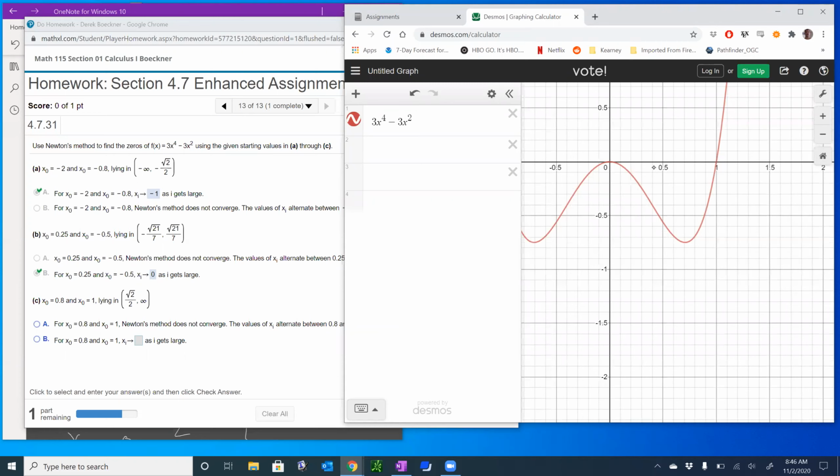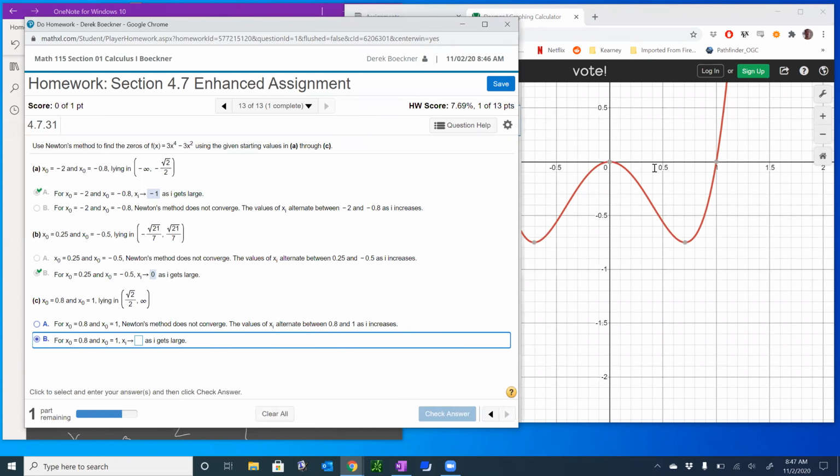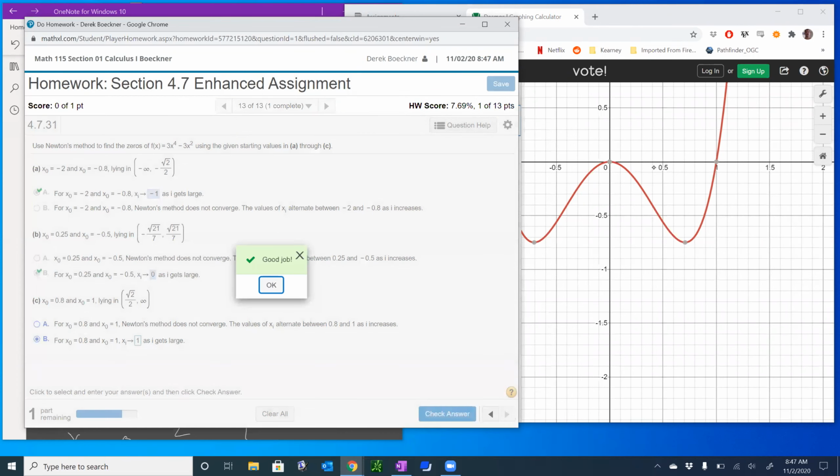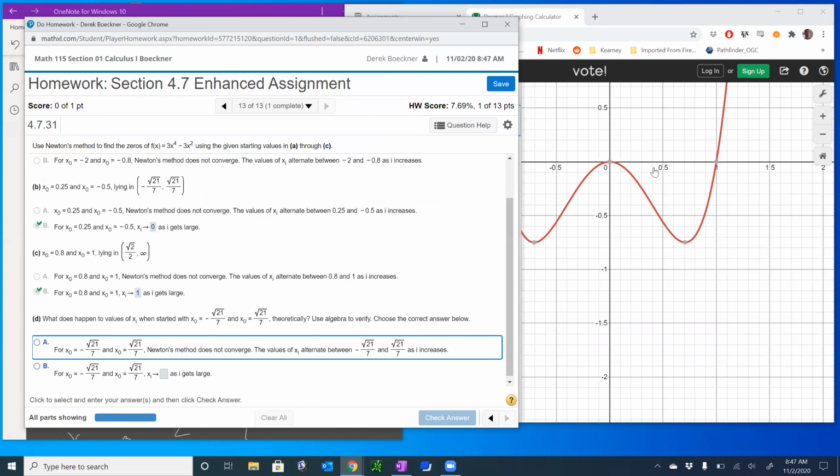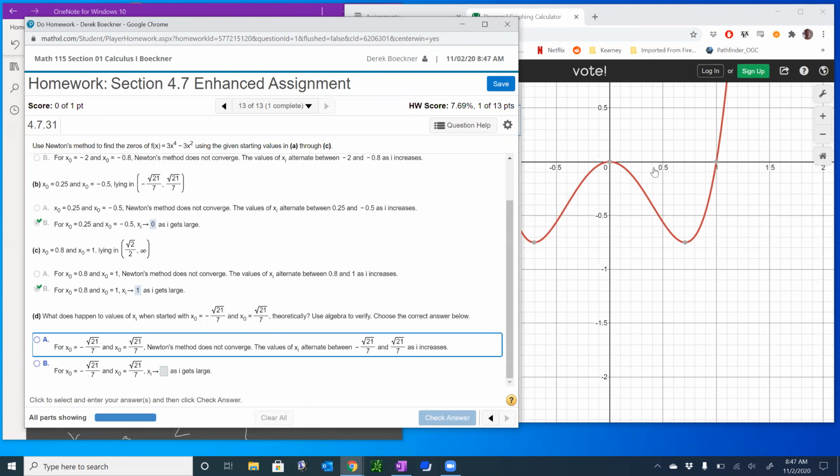Square root of 2 over 2, that's where this peak is. If I go on any of these between square root of 2 over 2 and infinity, where am I going to end up? I'm to the right of this. If I'm to the right of this, I'm going to start focusing in on 1.